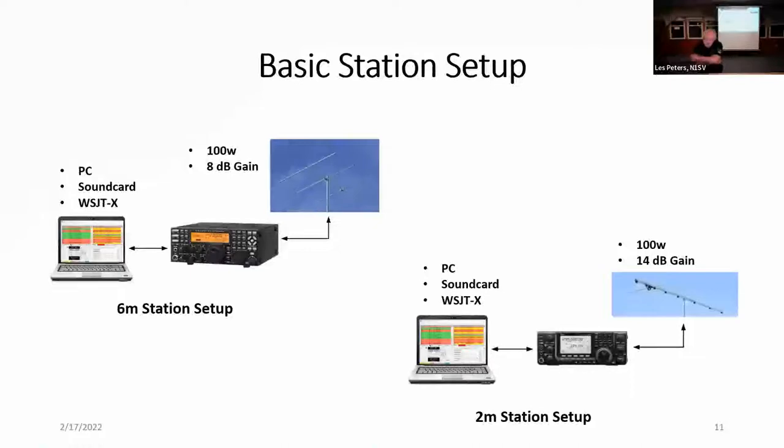Basic station setup. If you have a 6 meter radio, any sort of rotatable antenna, and a computer with a sound card, you basically have everything you need to work meteor scatter on 6 meters. So if you're working FT8 right now, and you have a rotatable beam, there's no reason why you can't work meteor scatter. One of the easiest ways to get involved is to get on early in the morning, turn your antenna southwest or west, and turn on WSJTX to MSK144 and put your radio on 50.260 and just listen, just see if you can decode anybody.